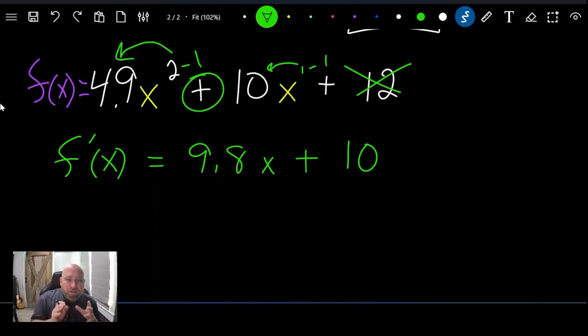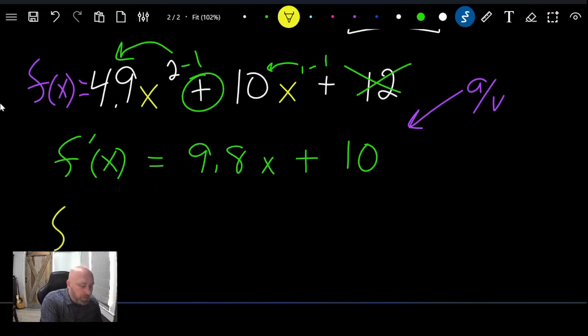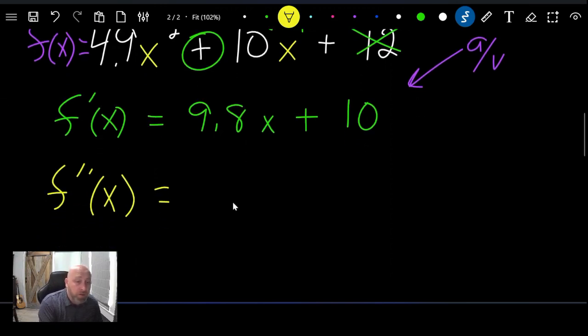Now, the question does say find the instantaneous and the average velocity. This right here is going to be the average velocity. Okay? We're going to come back to that in just a second, but let's continue and let's do the f double prime since we're finding the derivatives. And let's take this down to its second derivative. We're going to do the same process with this here.